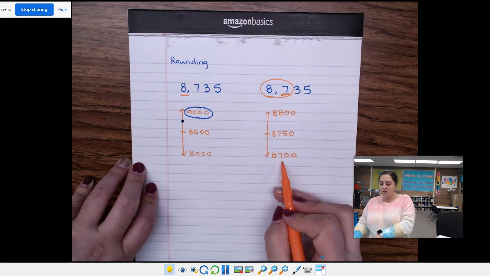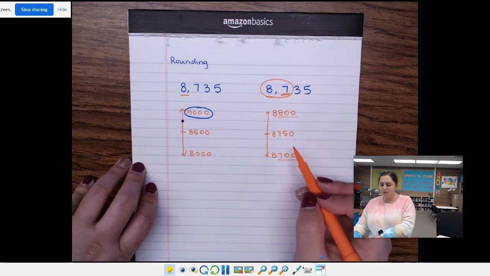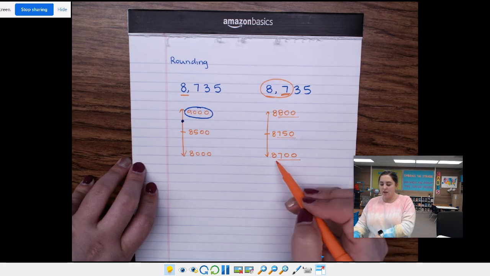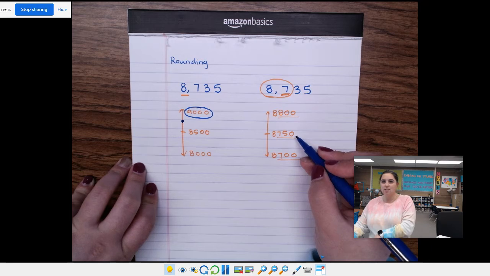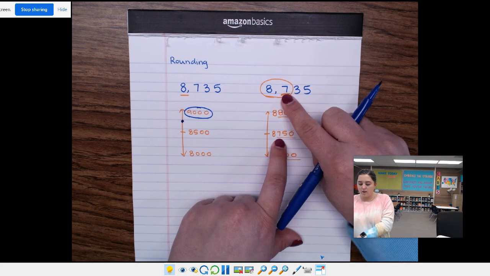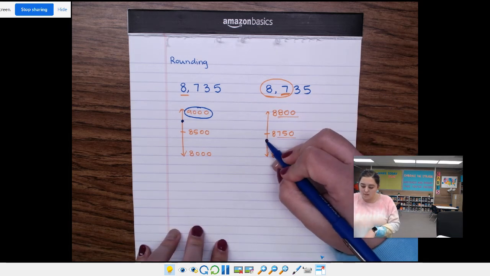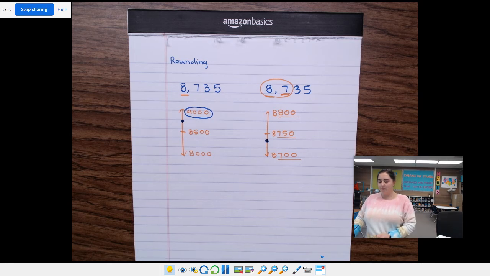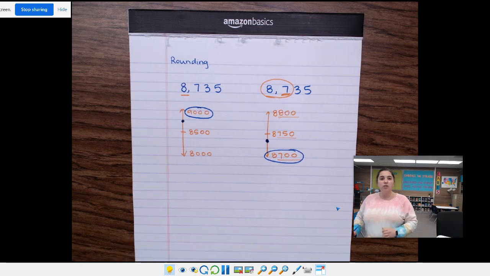8,750. Because if I'm looking at this, this is 700, this is 800. What's in between 700 and 800? 750. The 8,000 stays. So is our number more than this or less than this? If I look one digit at a time, they're the same. They're the same. Now they're not. Which one's more? 5 or 3? 5 is more, so my number is somewhere down here. Do you round up or down? We round down. We're closer to 8,700 than we are to 8,800.